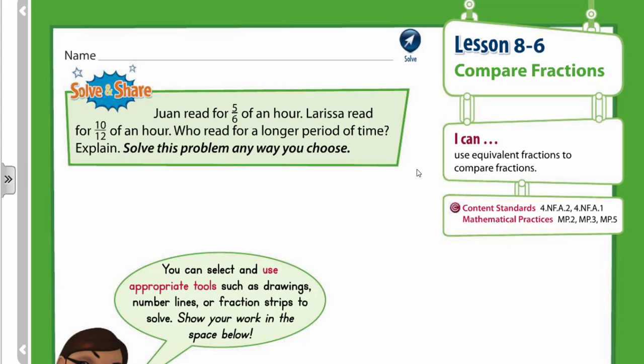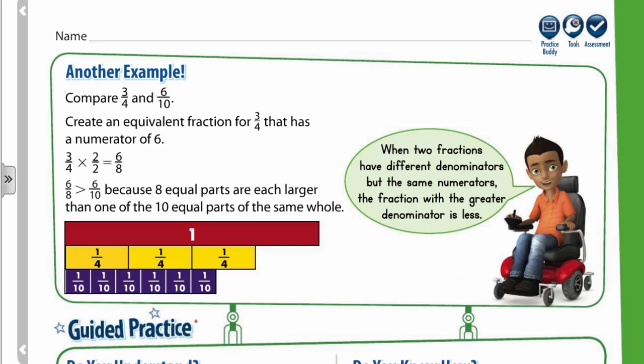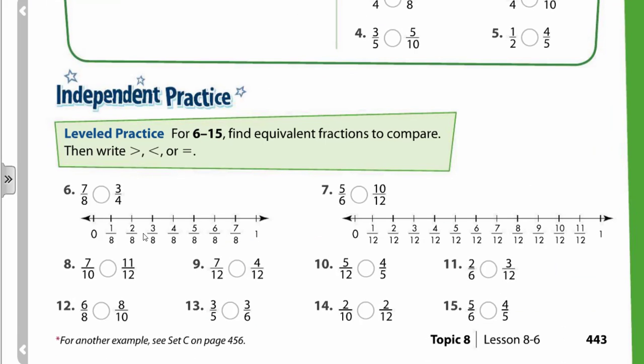Today, inshallah, we will continue with the sixth lesson in topic 8, compare fractions. What we're going to do today, we will solve questions like question number 6, 7, 8, 9, and so on.